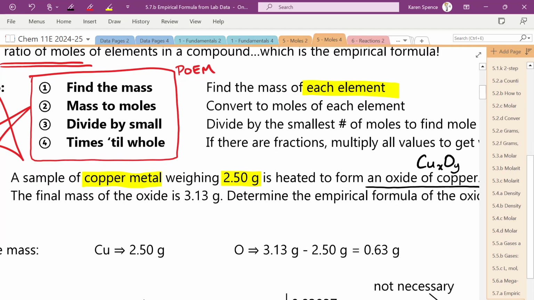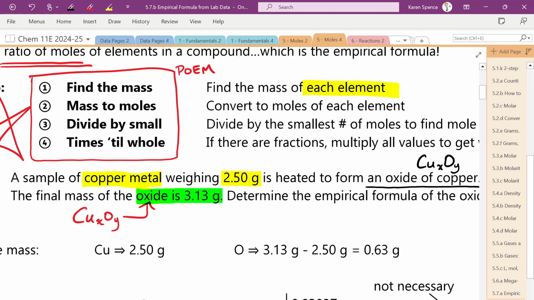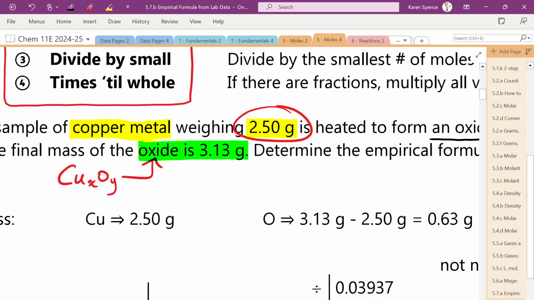And then we are told that the final mass of the oxide, and when they say the oxide, that means the copper oxide. It doesn't just mean the oxygen by itself. This means our CuxOy is, oh, and I should do this in a different color. There we go. The final mass of the oxide is 3.13 grams. So we need to find the mass of each element. Do we know the mass of copper? Yes, it's given in the question. It is 2.50 grams. Are we given the mass of the oxygen?